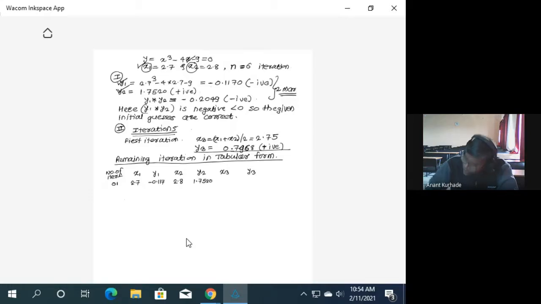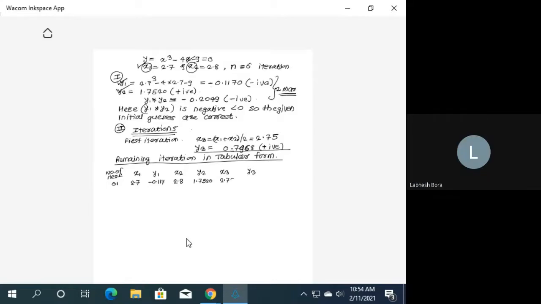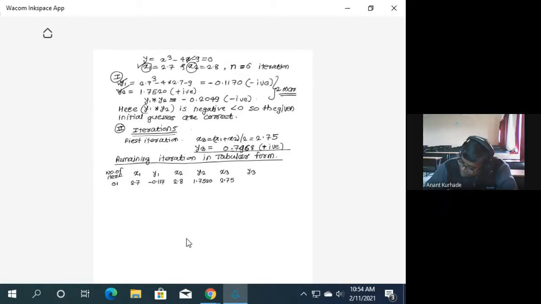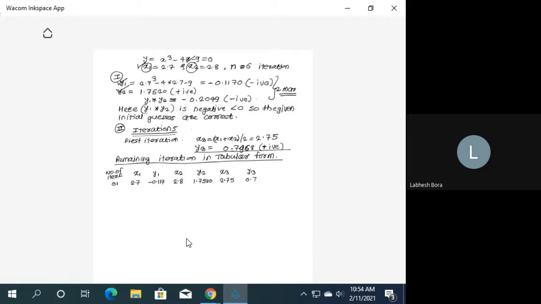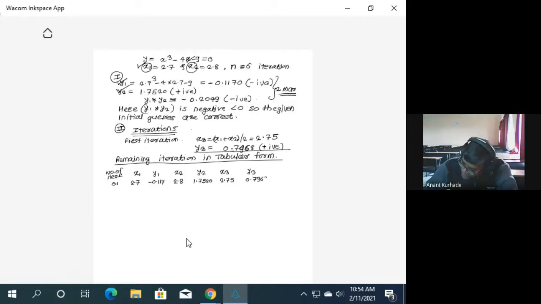What is x3? 1.7520. What is y3? 0.7968. Okay, now we have written all the values as per our first iteration. But now we have to check the sign of y3 with y1 and y3 with y2.